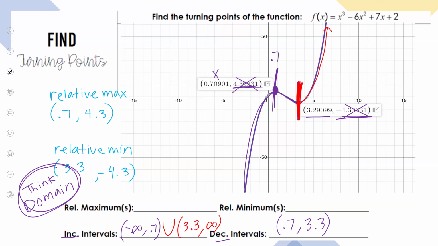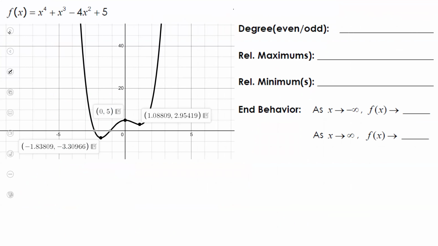Okay, let's move on to another one. Next example, I'm going to skip to this one. This is your middle one. Oh, flip it over.